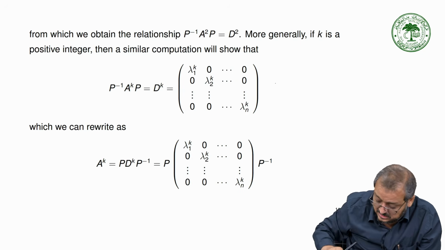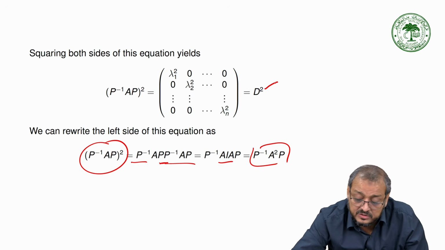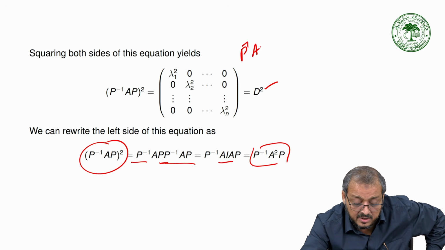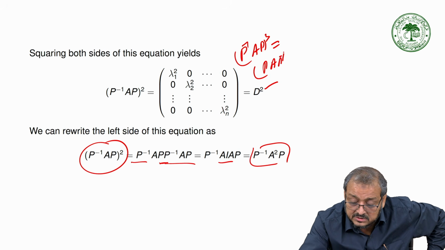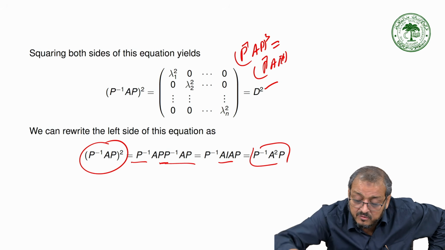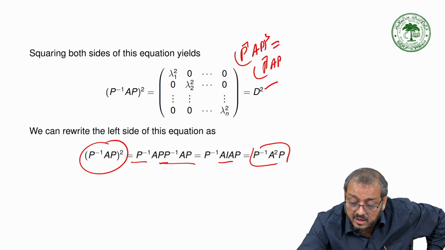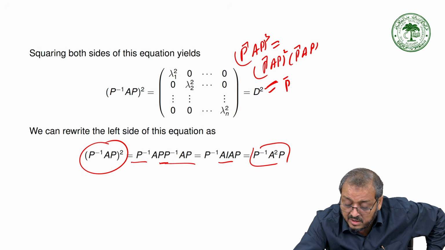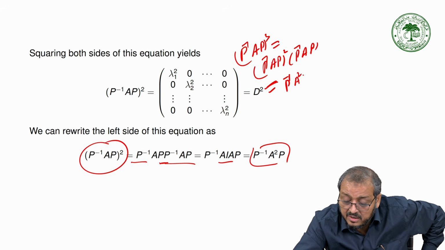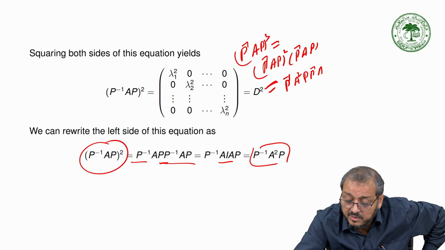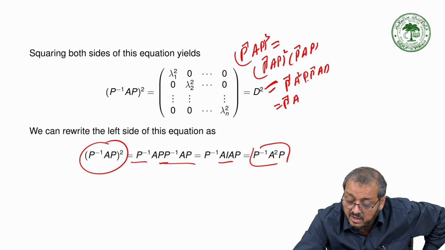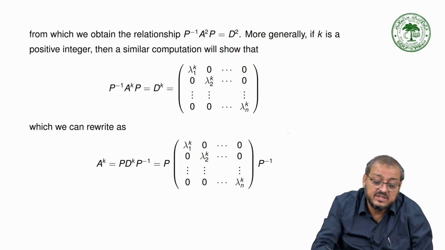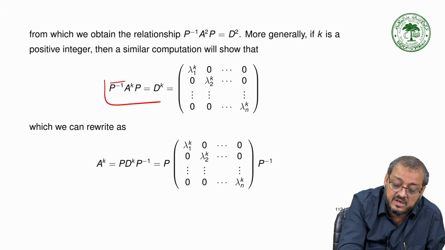In the same way, if we take the cube, (P inverse AP) cubed is (P inverse AP) squared times P inverse AP. This becomes P inverse A squared P times P inverse AP, and since P P inverse is the identity, we get P inverse A cubed P. In the similar fashion, (P inverse AP) to the power k can be written as D to the power k.